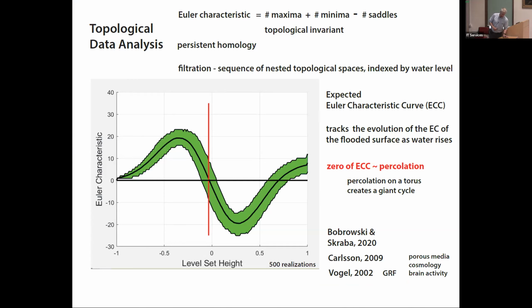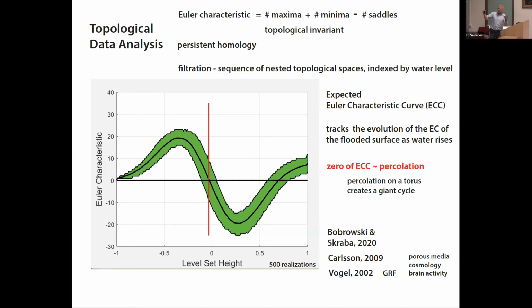Okay, they're really interesting. Again, just like we stumbled into random matrix theory through analysis of these spectral measures, we've also now stumbled into topological data analysis and so-called persistent homology. So the Euler characteristic is a fascinating quantity associated with a surface, a topological invariant: the number of maxima plus minima minus the number of saddles. And then there's a so-called filtration, a sequence of nested topological spaces, and that's all that the water level is. You get a nested sequence of these surfaces.